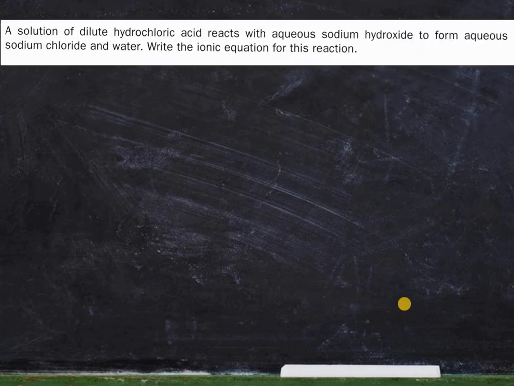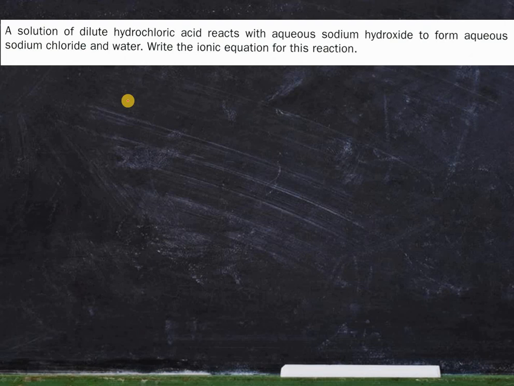Now let's solve another question. I've given you another problem. You can pause the video and try to solve it. The question is that a solution of dilute hydrochloric acid reacts with aqueous sodium hydroxide to form sodium chloride and water. Write the ionic equation. So you should pause the video for a while and first write the balanced equation. Then break it into ions, remove the spectator ions, and figure out the net remaining ions. So pause the video and then solve it.